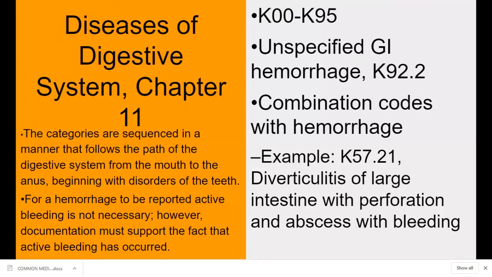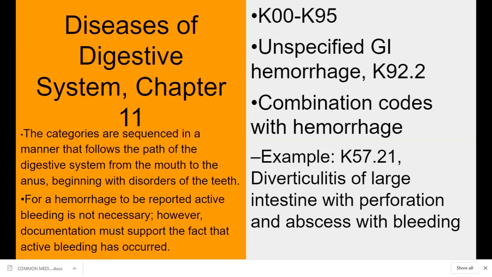Combination codes with the hemorrhage, for example, K57.21, diverticulitis of large intestine with perforation and abscess with bleeding. So here you have your hemorrhage actually included with your diverticulitis. That's what a combination code is. It's different things that are combined into one code. The categories are sequenced in a manner that follows the path of the digestive system from the mouth to the anus, beginning with the disorders of the teeth, because our teeth are in our mouth.